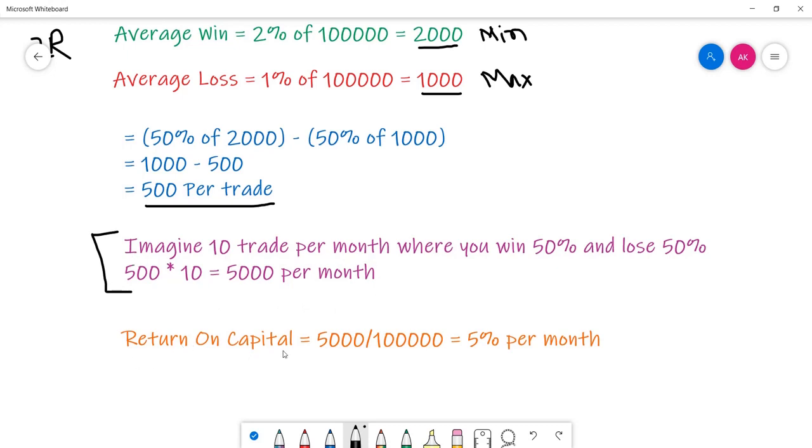So the return on capital is that you are gaining 5,000 per month. 5,000 divided by your total capital is 5% per month, which means 60% per year, which is a pretty decent amount for a trader.